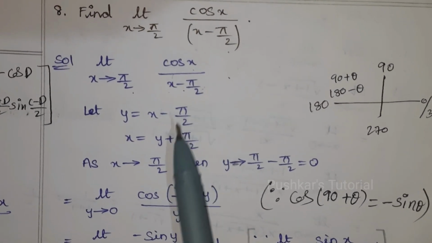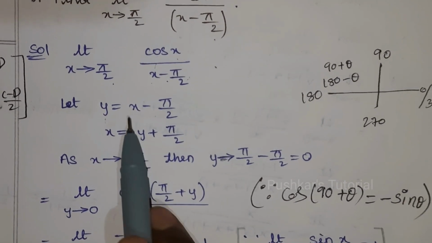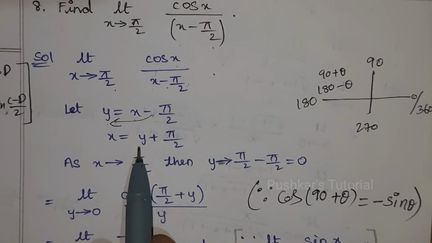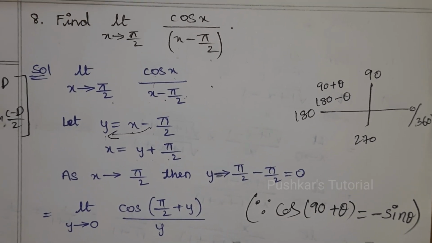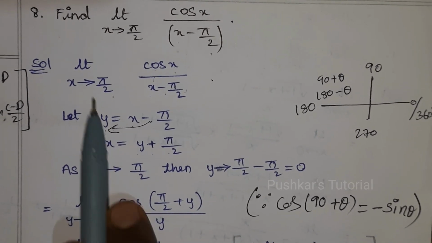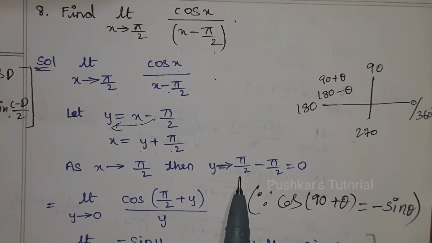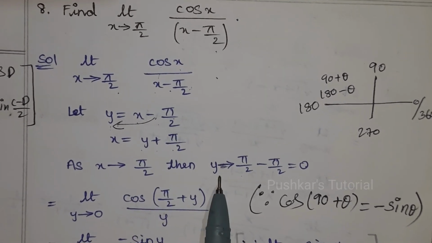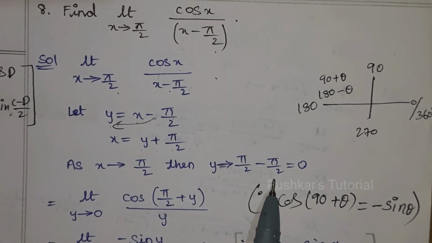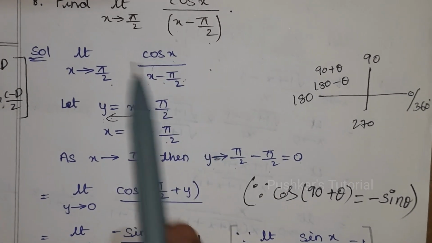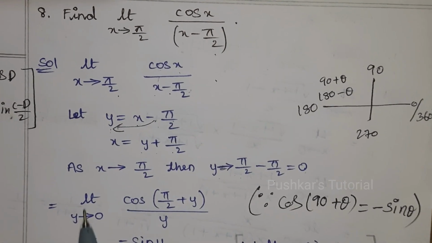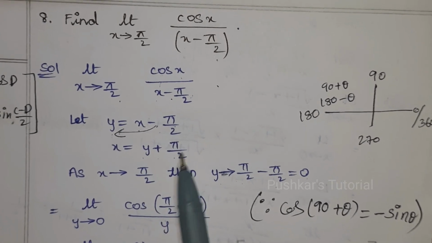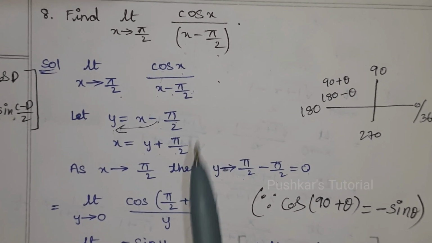So I am taking the denominator total as y. Then what will be x? Remaining I am sending to the left side. So x is equal to y plus 90. So we are converting from x to y variable now. So as x tends to 90, what will y tend to? y is x minus 90, so y tends to 90 minus 90, which is 0. So convert everything to y variable. So limit y tends to 0 cos of, instead of x, y plus 90, that is 90 plus y, by the denominator total, y.